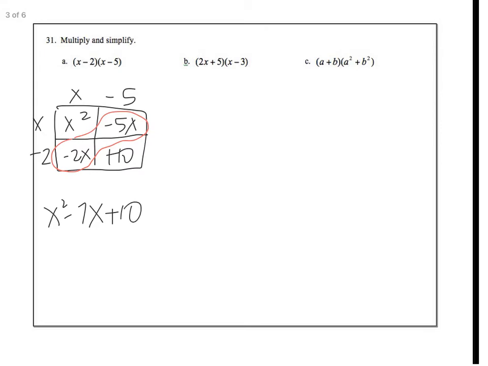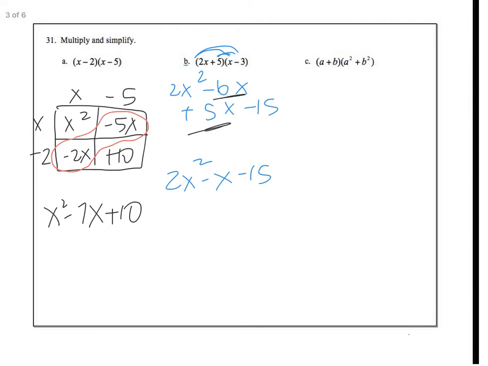If you prefer distributing, I'm going to distribute that 2x to x. That gives me 2x squared. 2x times minus 3 is minus 6x. 5 times x is plus 5x. And then 5 times minus 3 is minus 15. I can still put that negative 6x and 5x together. So my final answer here would be 2x squared minus x minus 15.